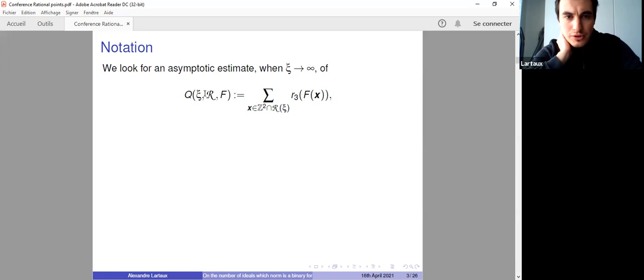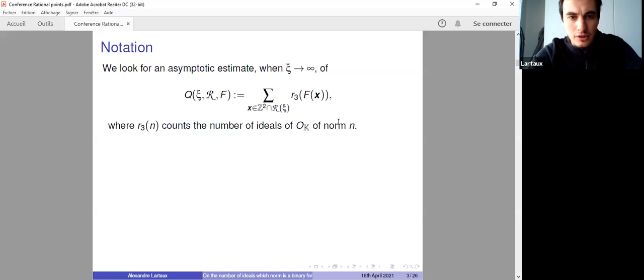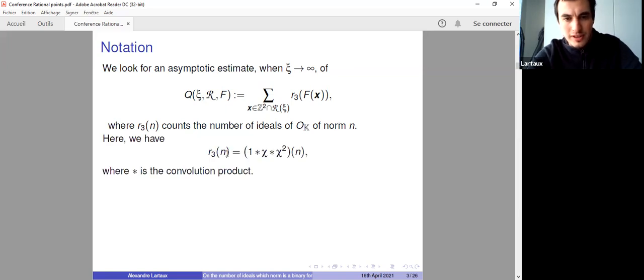In this talk, we look for an asymptotic estimate of this function Q of ξ, R, F, which is denoted by this sum, while the quantity r3 counts the number of ideals of O_K of norm n. Because we are in the case of a cyclic extension of Q, we have the following equality for r3. r3 of n is this function, where this symbol is the convolution product, which is given by this equality.